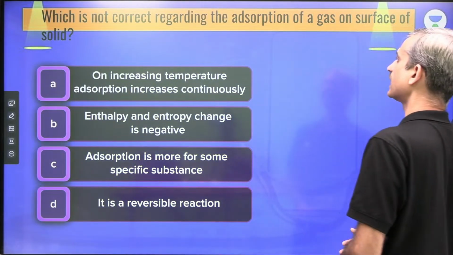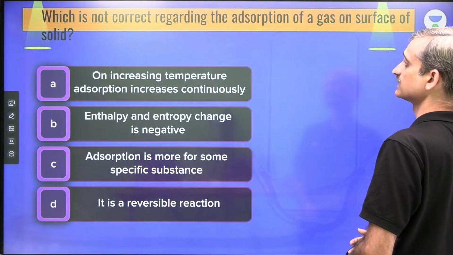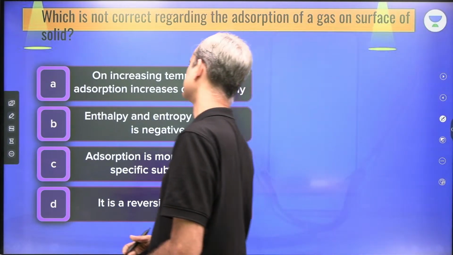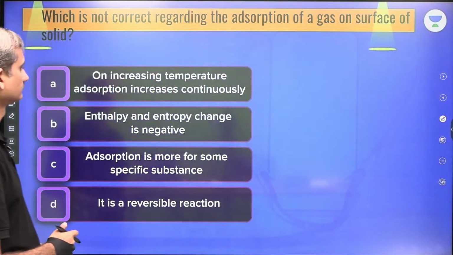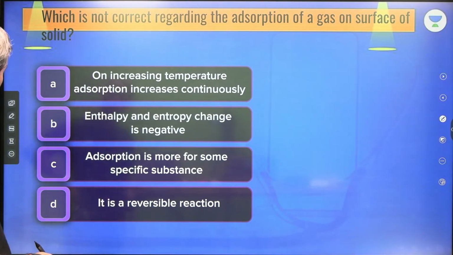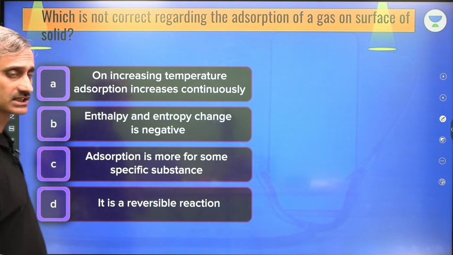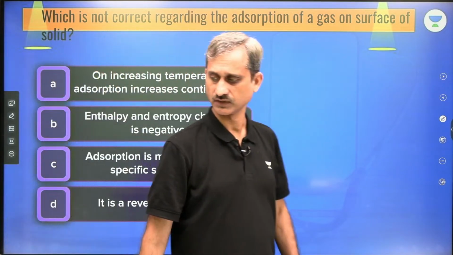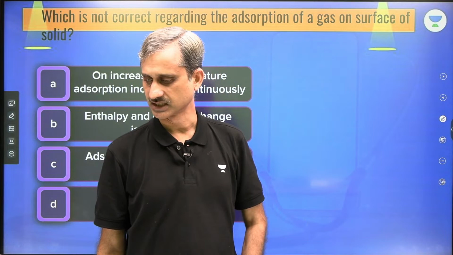Which is not correct regarding the adsorption of a gas on the surface of a solid? Should we consider it a physical adsorption? Which is correct, and which would be correct for the physical as well as chemical adsorption? You can just give me the answer.